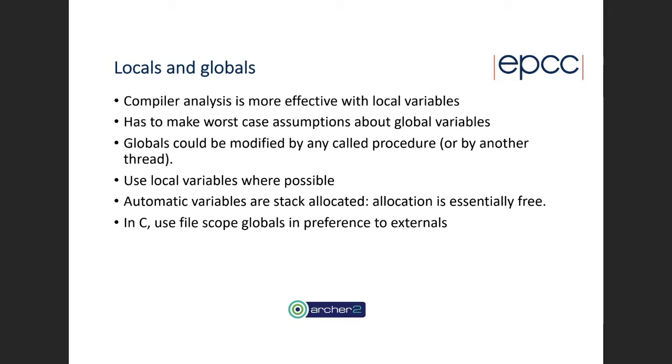And in C or C++, if you want to use global variables, try to keep them at file scope, because again, then the compiler is working with that file. It can see them, and it can work out what's being done with them.